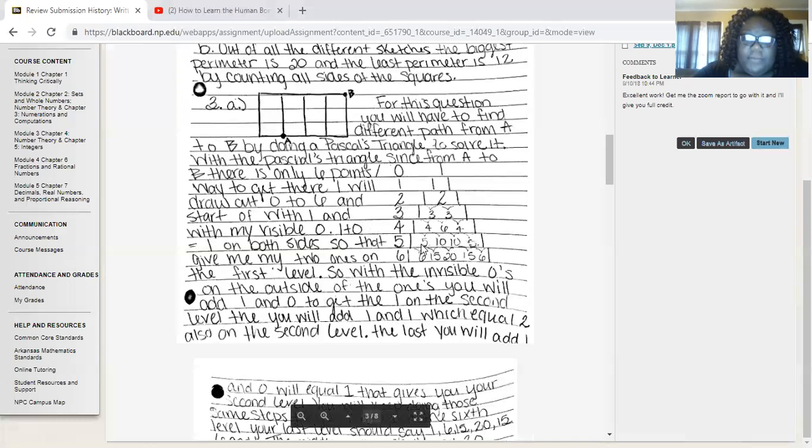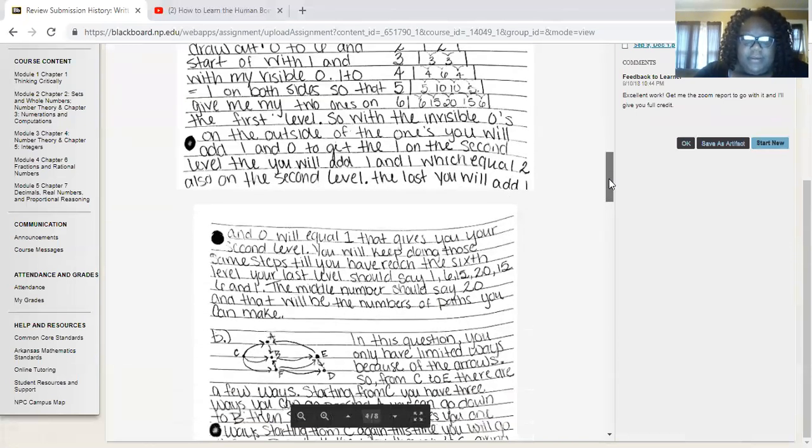5 plus 10, 1 plus 5 is 6, 5 plus 10 is 15, 10 and 10 is 20, 10 and 5, I'm sorry, is 15, and then 5 and 1 is 6. So since we have our 6 lines here, in the middle on our 6th line, we have 20. So now we know that there are 20 different ways to get from A to B.